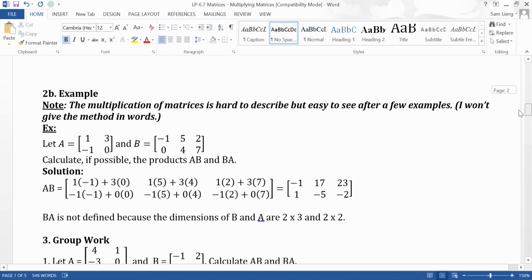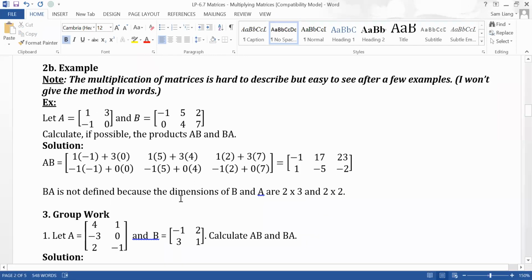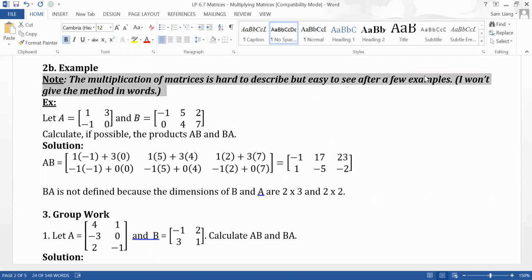Next we're going to talk about an example, and then after that, some practice questions. This note here, you don't have to copy. This is just a note for us to say in class. I'm saying here that the multiplication of matrices is hard to describe. In the textbook that we have in class, they actually formalize the algorithm, but I feel like it's easier to just see an example rather than go through all the notation. So I'm just going to show you the example.